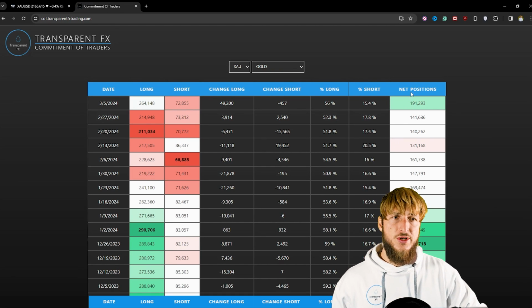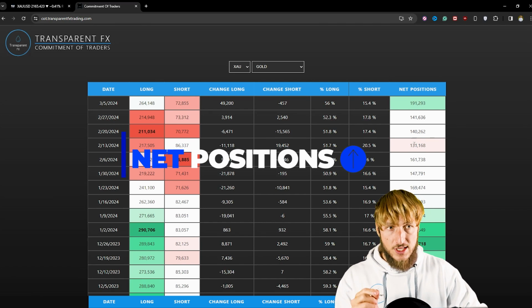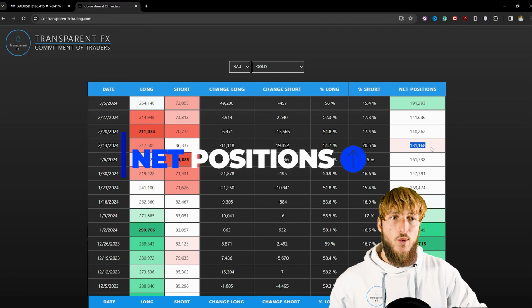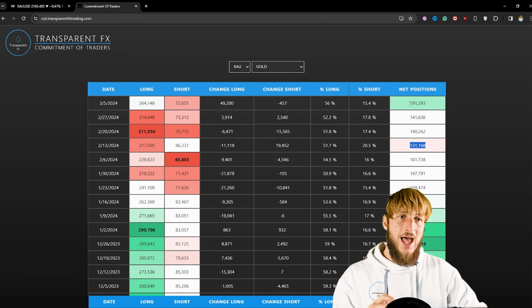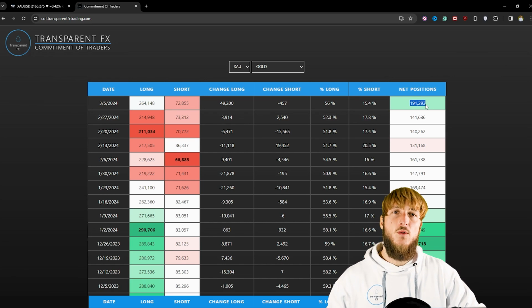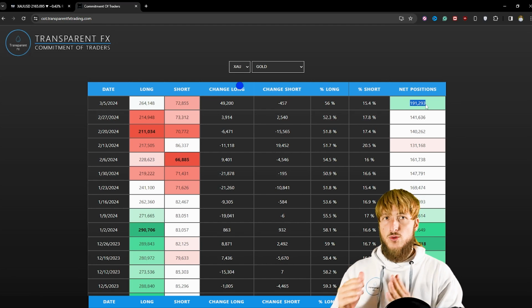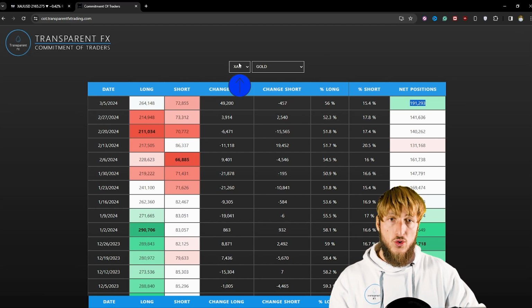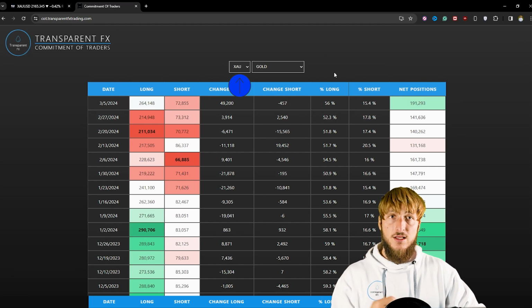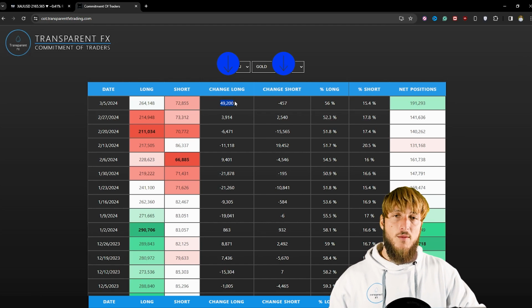And what we can notice here is that with the last reports, net positions have massively increased. We went from having 131.1k net positions up to having 191.2k net positions. So institutions clearly are moving back to the bullish side for gold. So institutions are adding longs and closing shorts. 49.2k longs added with the last report to be precise, and 500 shorts getting closed.